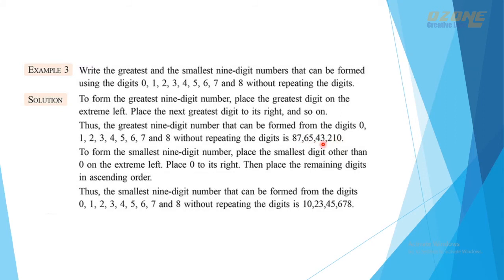Now to get the smallest 9-digit number, if we arrange the given numbers in ascending order, then the number will be 0, 1, 2, 3, 4, 5, 6, 7, 8. But if 0 comes first, we won't consider it as a digit. The number will form only an 8-digit number, because if 0 comes first, there won't be any value for that 0. So what we will do is, we will always give 0 in the second place. So the number will be 1, 0, then 2, 3, 4, 5, 6, 7, 8.